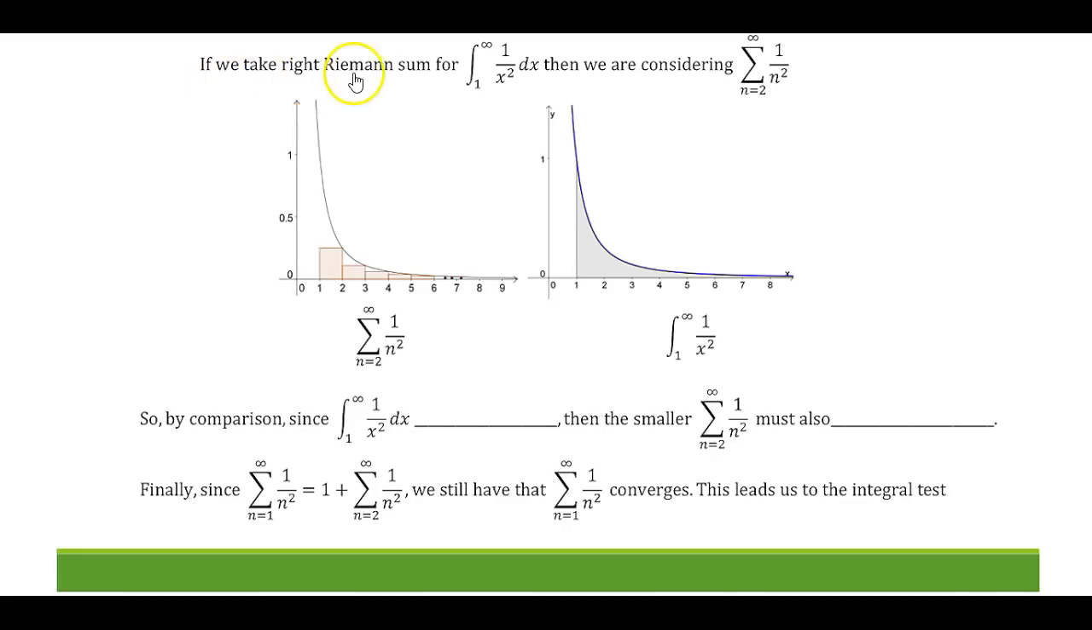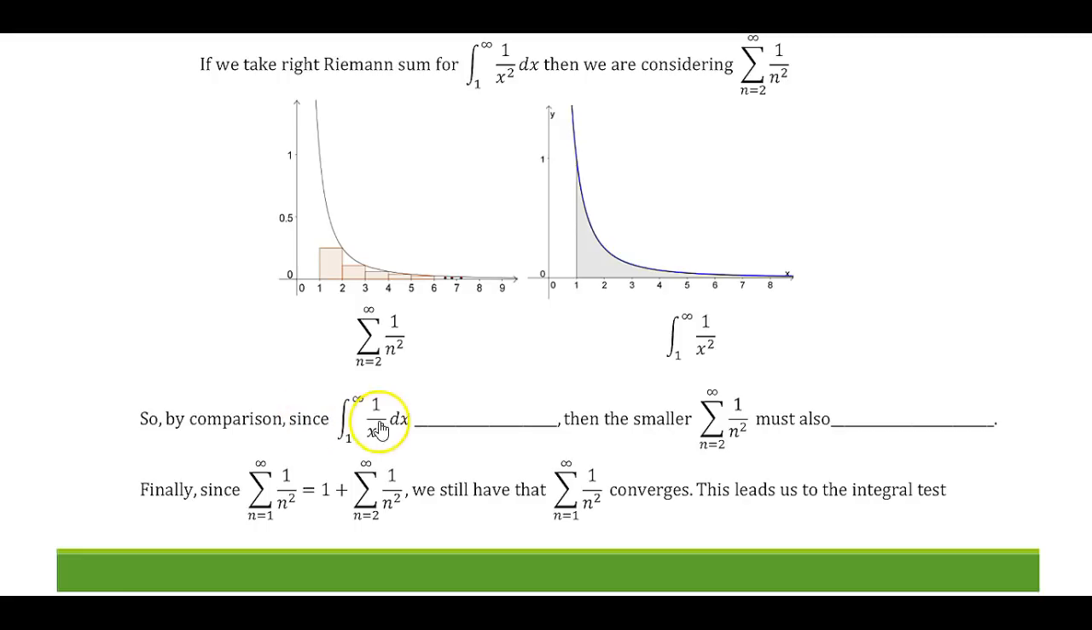If we take a right Riemann sum instead for the improper integral from 1 to infinity of 1 over x squared dx, so over here we're using right-hand endpoints, then we're considering this series, starting at n equals 2 to infinity of 1 over n squared. Because notice that my first height is defined at the x value 2, and then 3, and then so on. So we're not using that value of 1, so we are considering a different infinite series. But the comparison works out.